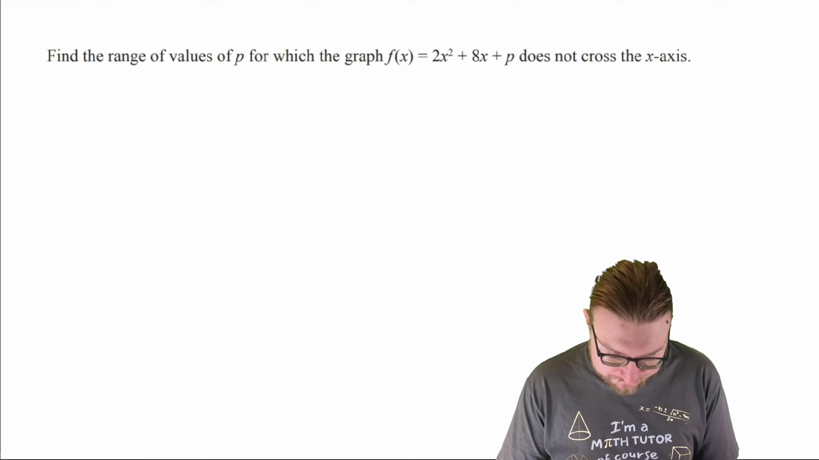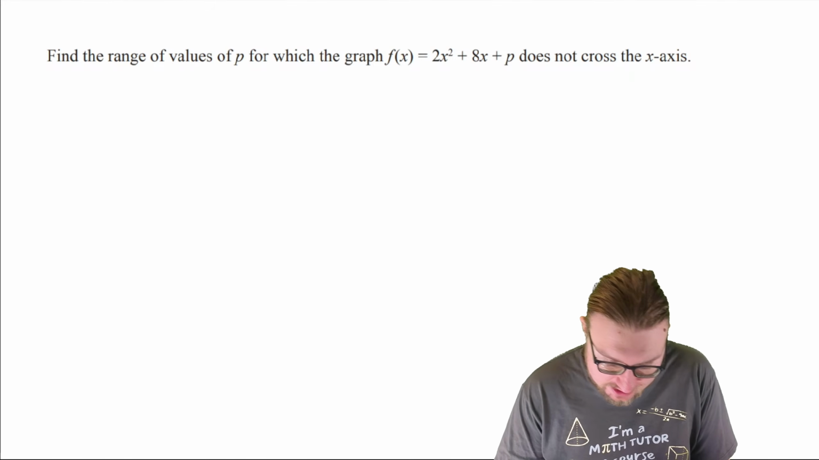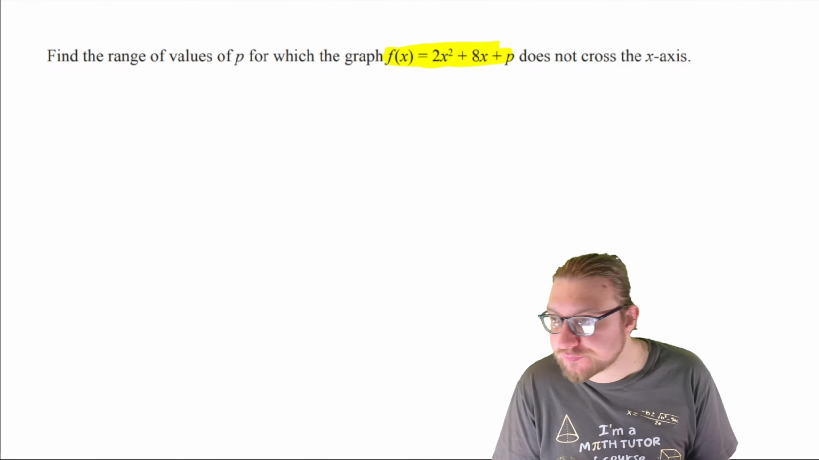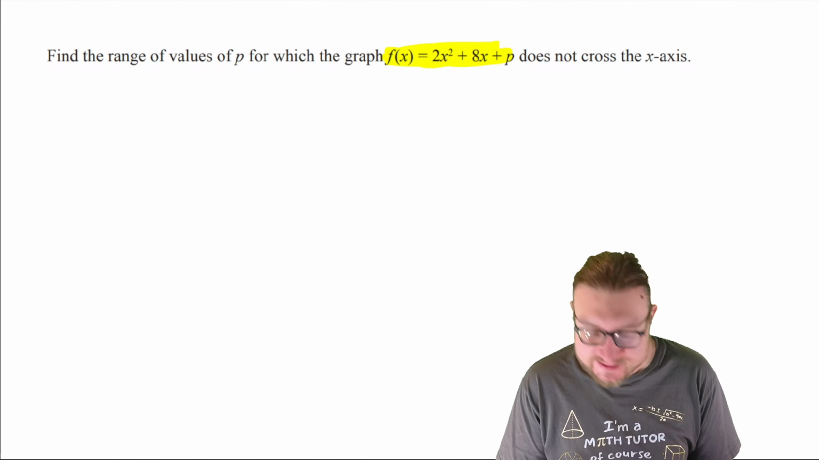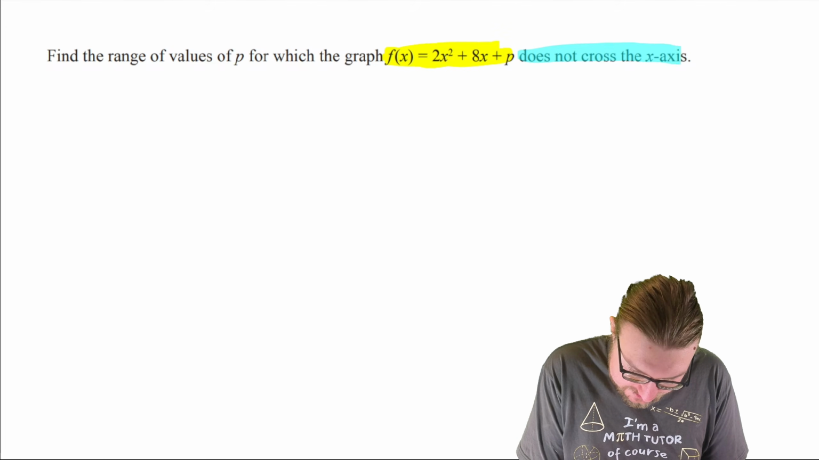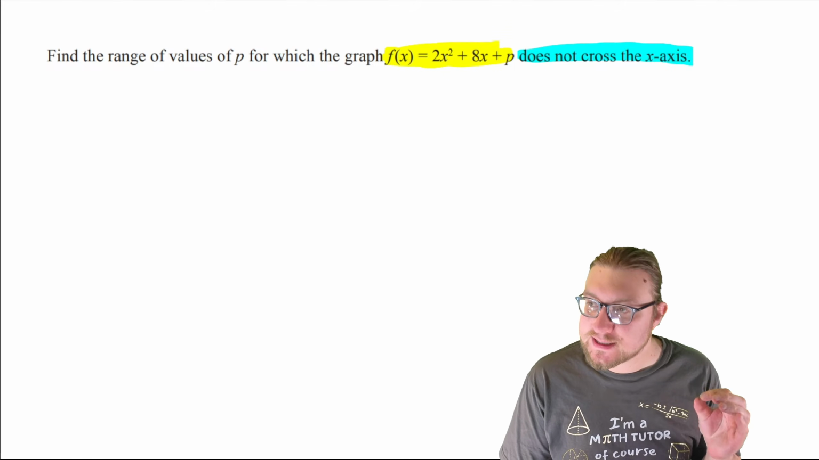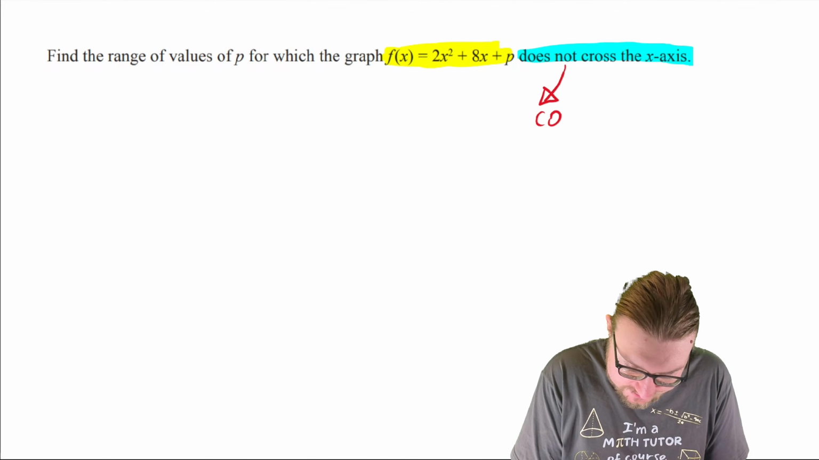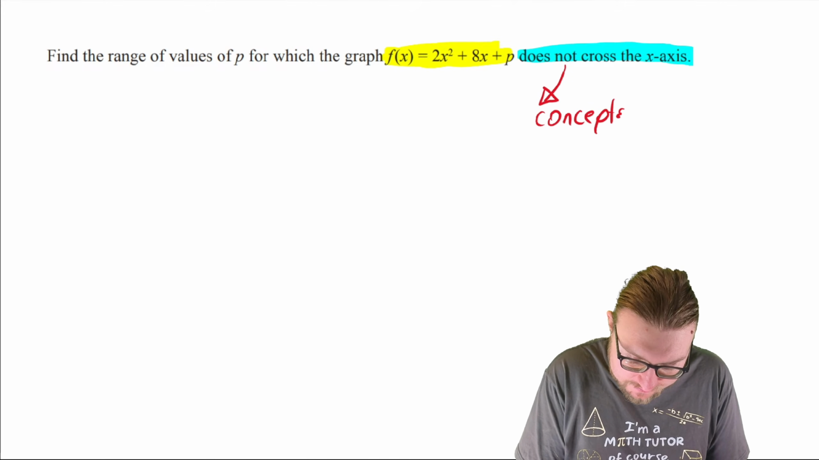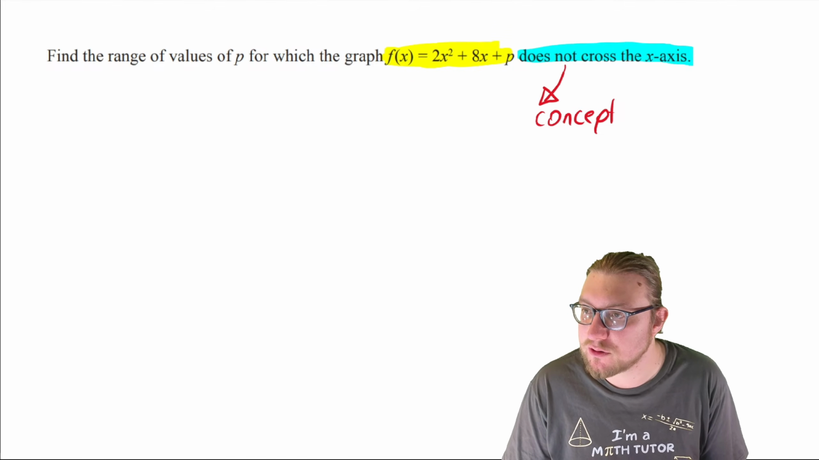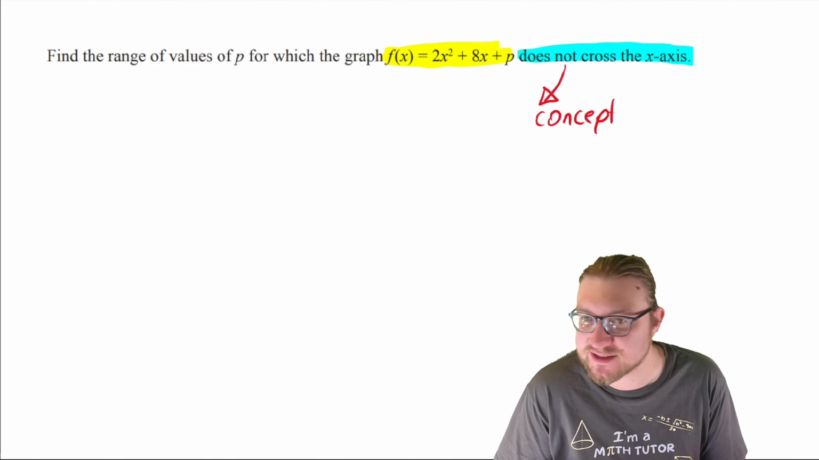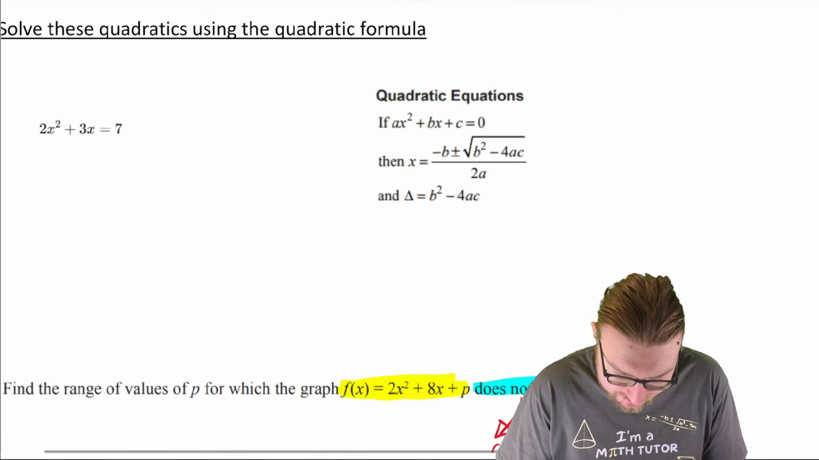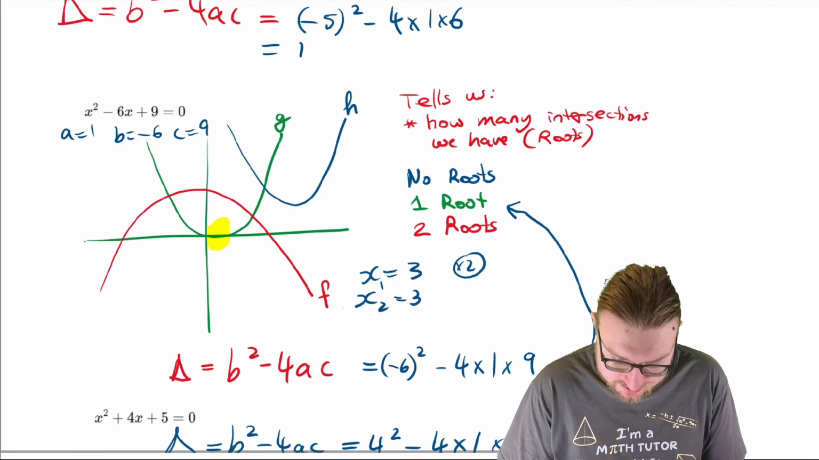So let's have a look here. We have a function of x, which is 2x squared plus 8x plus p. And it says to us that it does not cross the x-axis. When it says it does not cross the x-axis, what does that mean? This part here is the concept part of the question. And this is the part that most students will forget because they're like, oh, it doesn't cross the x-axis. Okay, cool. But this is a concept that you guys should know. And that means that our discriminant here is what?